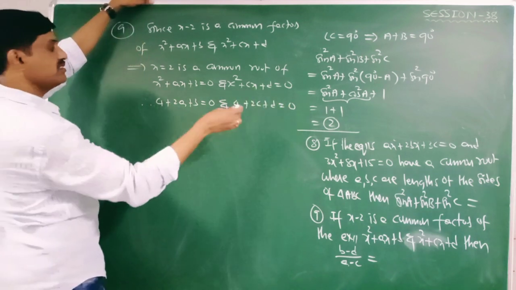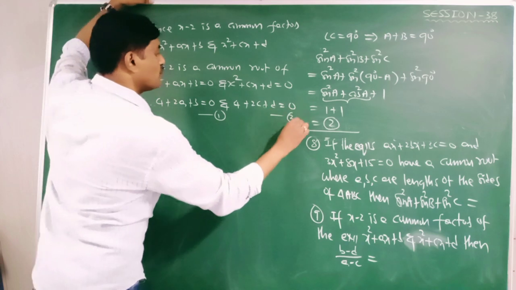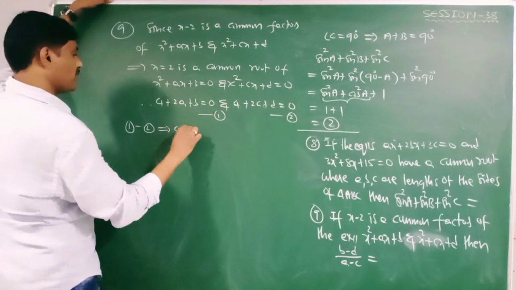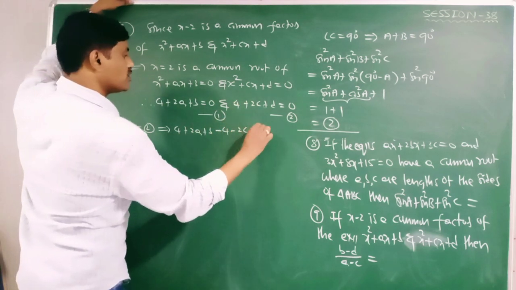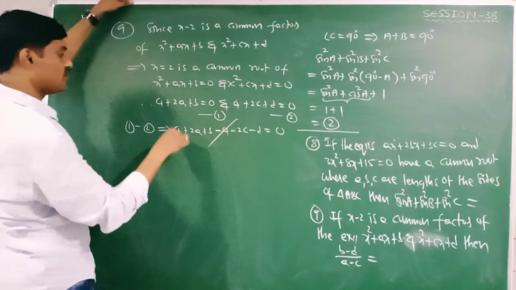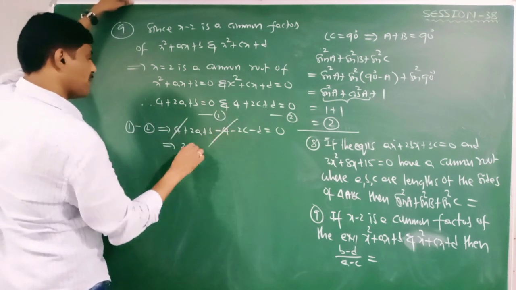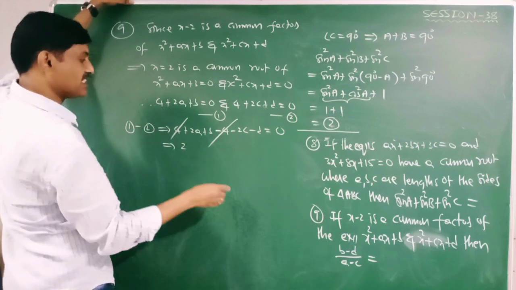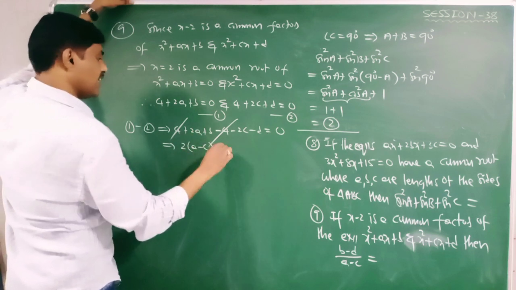Now subtract these two. This is equation 1, this is equation 2. Equation 1 minus 2, what we are getting: 4 plus 2a plus b minus 4 minus 2c minus d is equal to 0. 4 cancels. Here 2 times a minus c. We have to find the value of b minus d by a minus c. Now 2 times of a minus c is equal to what?